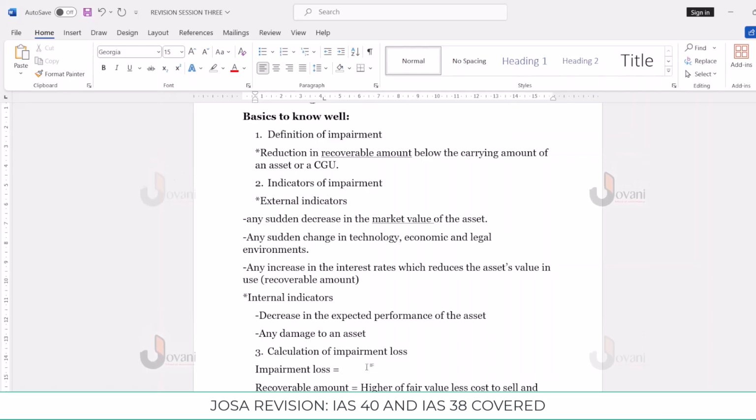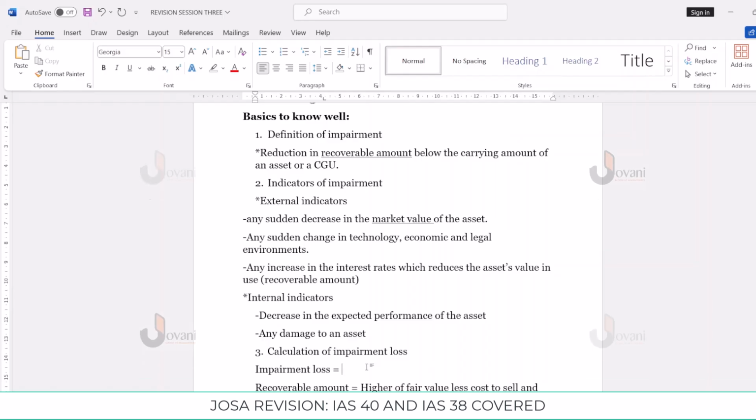Then after getting the higher of the two, we go to the lower of the carrying amount and the one of the two that we have gotten as the higher. Then after we get that amount, less the carrying amount. So I feel like that's how we get the impairment loss.